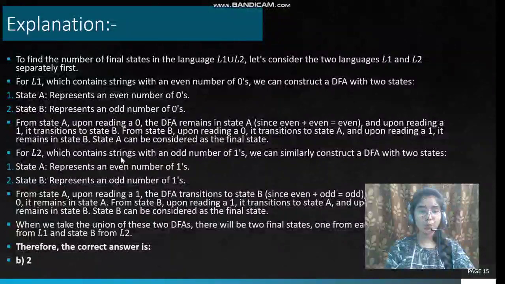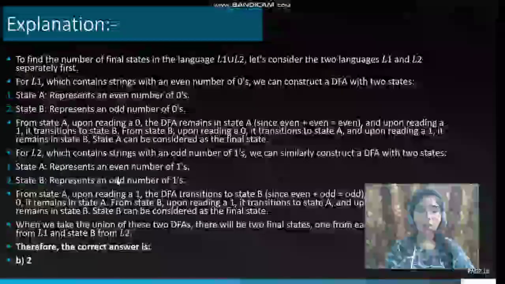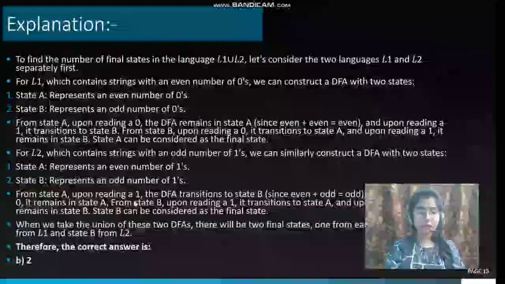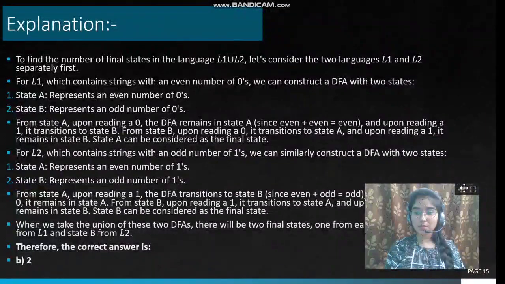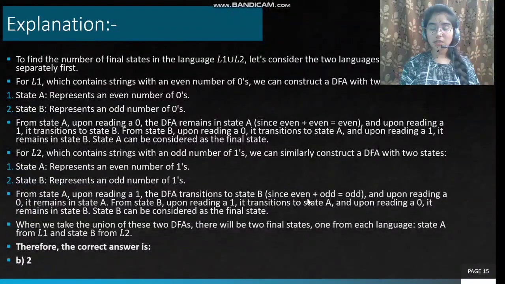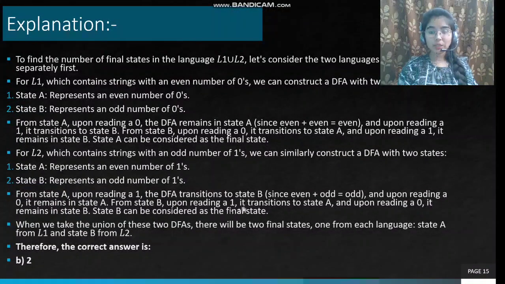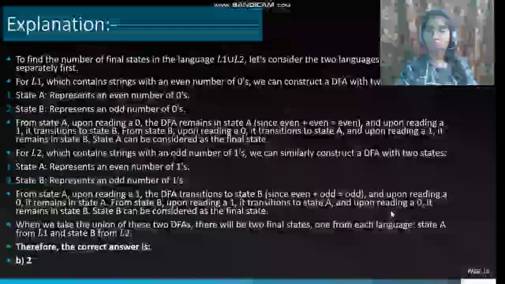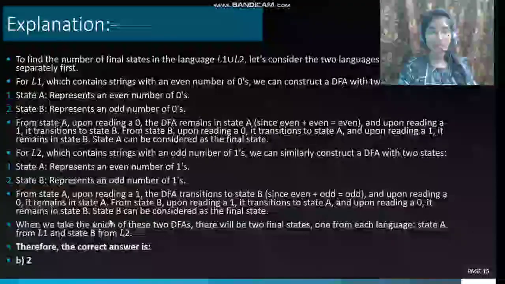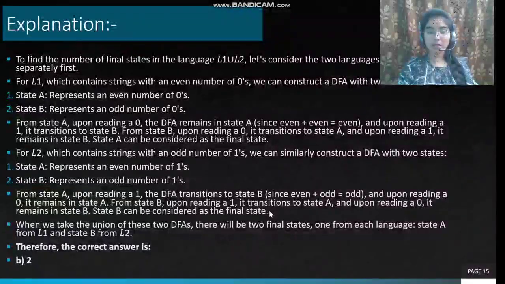Now for L2, which contains strings with an odd number of ones, we can similarly construct a deterministic finite automata with two states, where state A represents an even number of ones and state B represents an odd number of ones. From state A, upon reading a 1, the automata transitions to state B, since even plus odd equals odd, and upon reading a 0, it remains in state A. From state B, upon reading a 1, it transitions to state A, and upon reading a 0, it remains in state B. State B can be considered as the final state.